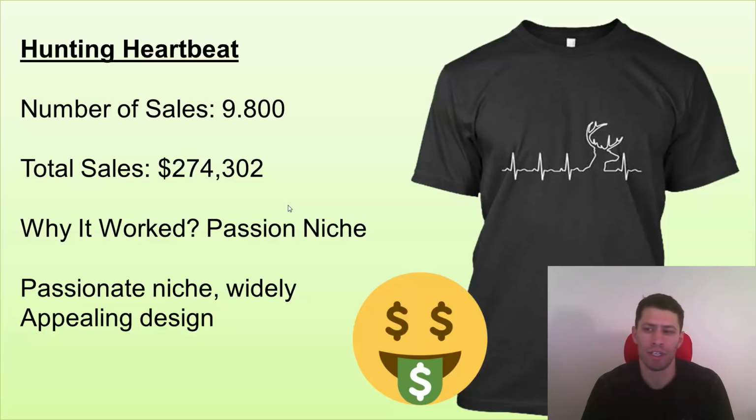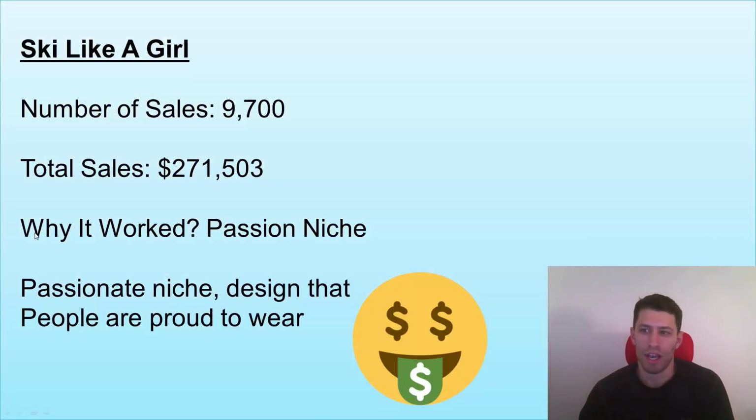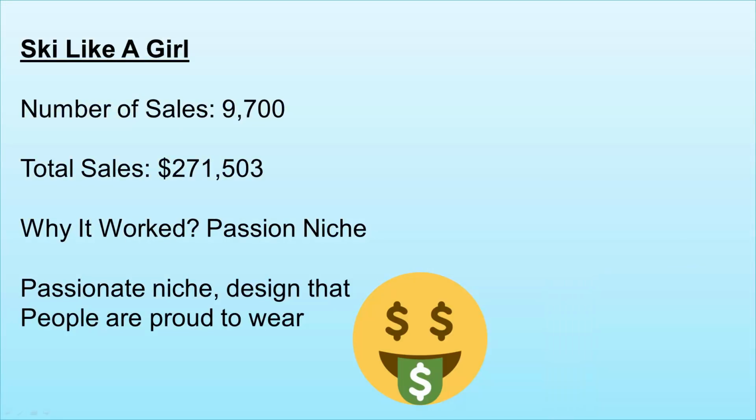Passion-based niche, obviously. People love hunting. People love being outdoors, etc. So you've got that passionate niche and you've got a widely appealing design. Great combination, and that's why it's a shirt that sold $274,000. So pretty damn good. Let's take a look at this one, Ski Like a Girl.